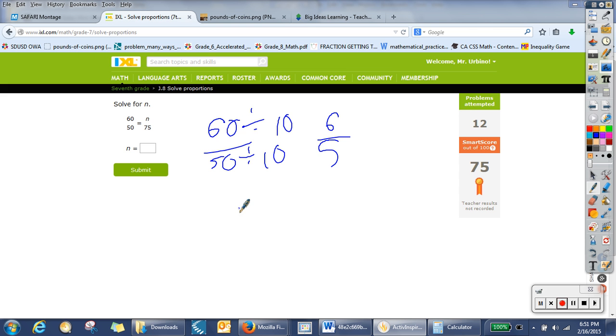So now I have 6/5. So this is simplifying. Now I just need to find out what numbers we're going to be working with. So, what number times 5 will give me 75?